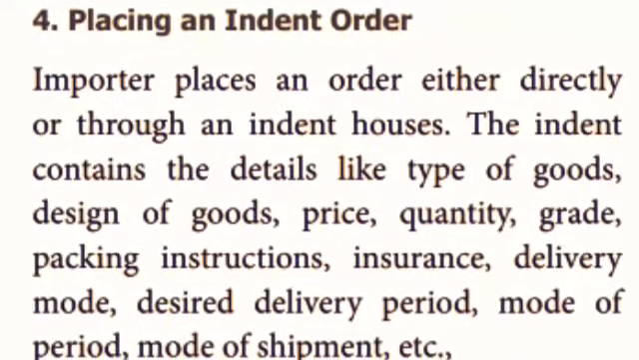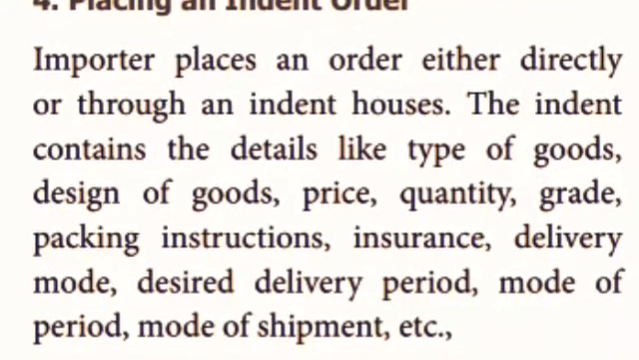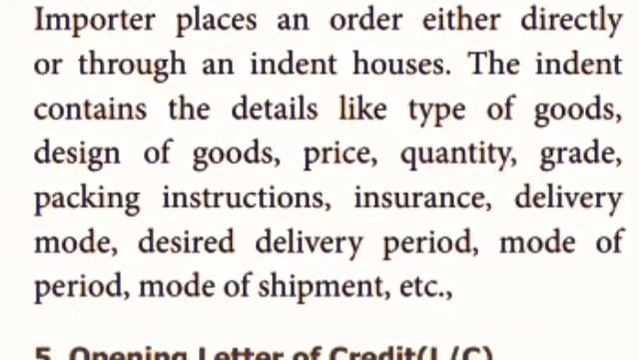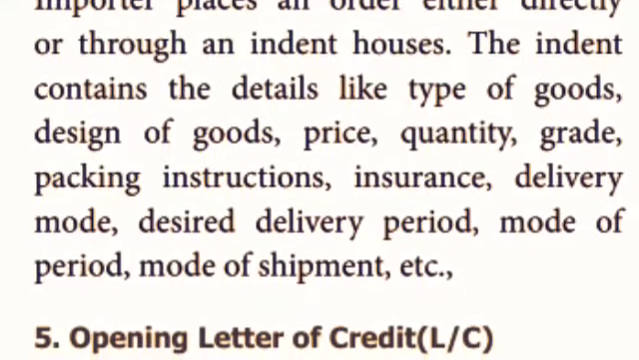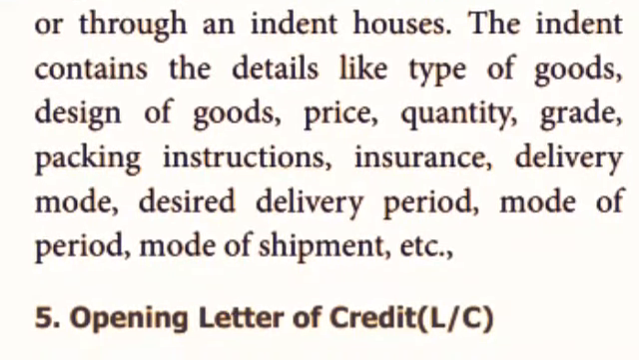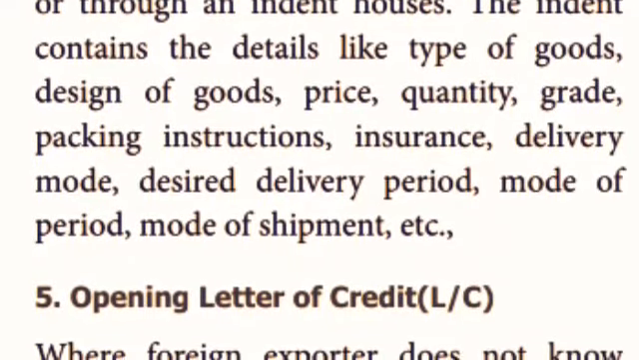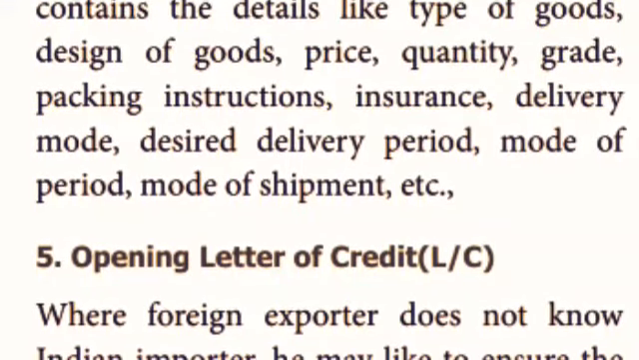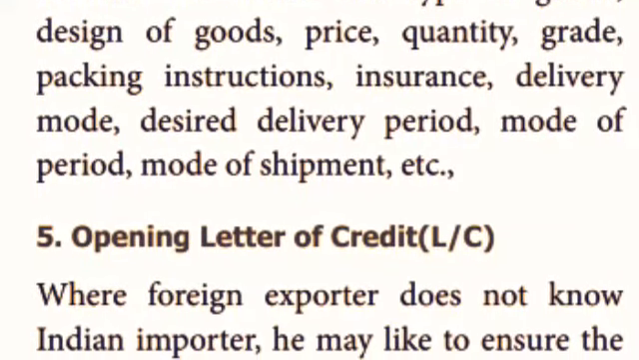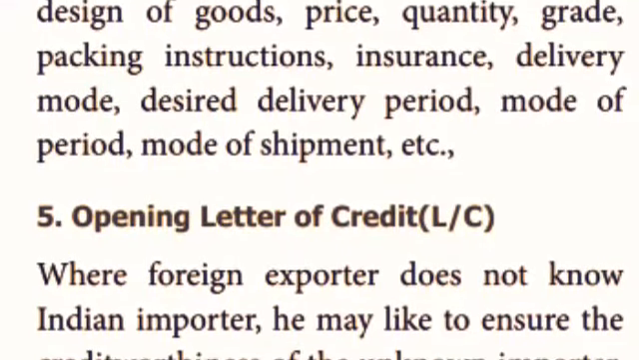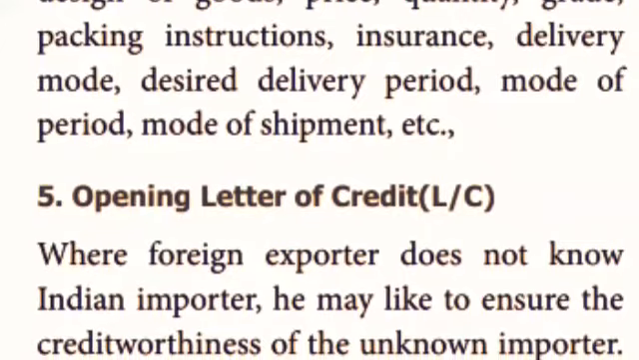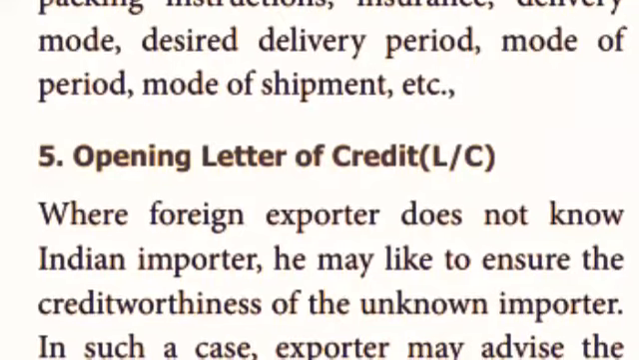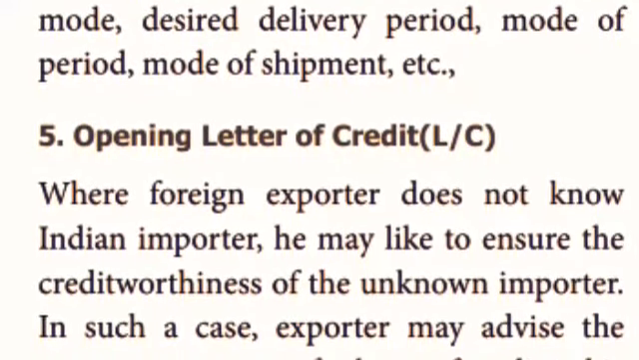Next one, placing an indent order. The importer places an order either directly or through indent houses. The indent contains details like type of goods, design of goods, price, quantity, grade, packing instructions, insurance, delivery mode, desired delivery period, mode of shipment, etc. Nowadays in any product we can see the manufacturing date, expiry date, who published it, where it's made, made in China, made in India. Everything is noted on the back of the product or under the ISI seals, children.